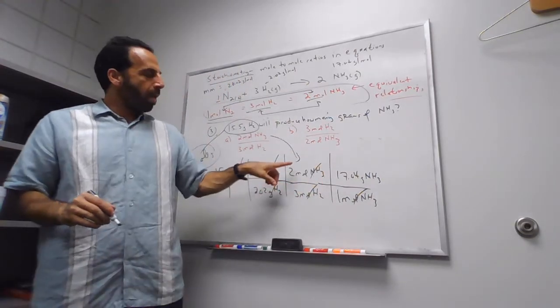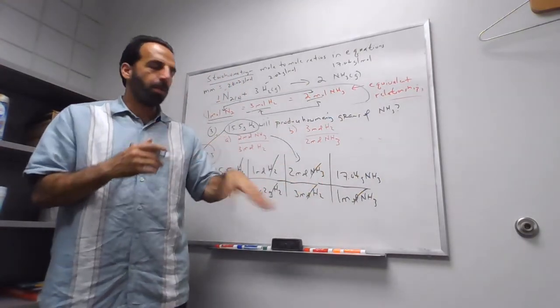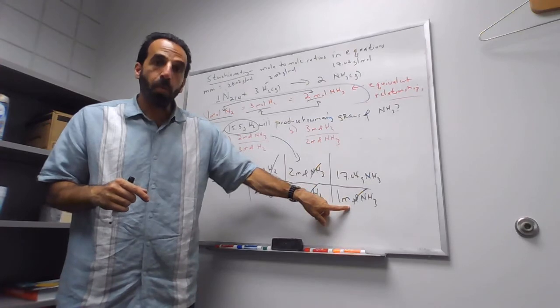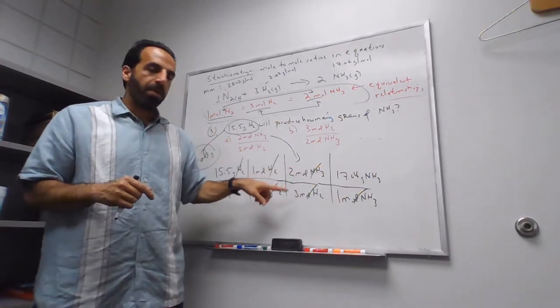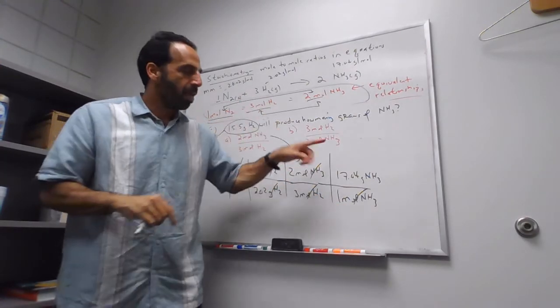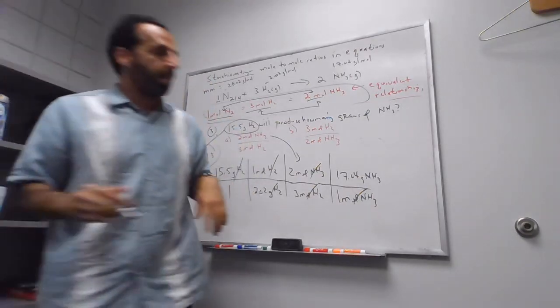Always be aware. Don't let this 2 sway you. I mentioned a couple of times. Molar mass is always per 1 mole. It's always per 1. This is for the balanced chemical equation. It has nothing to do with the molar mass. So if I do that, I'm going to end up with 87.2 grams.